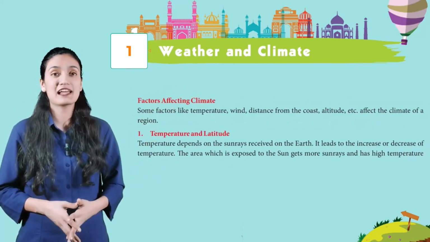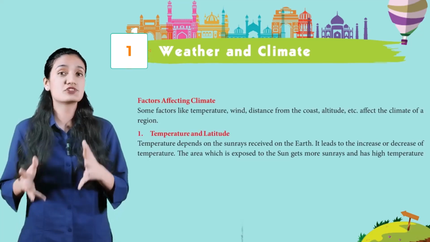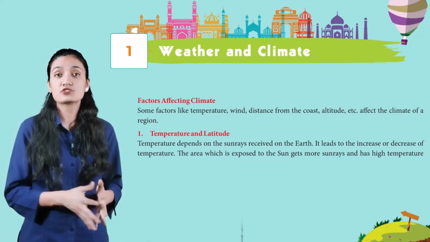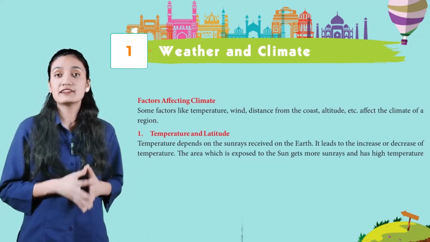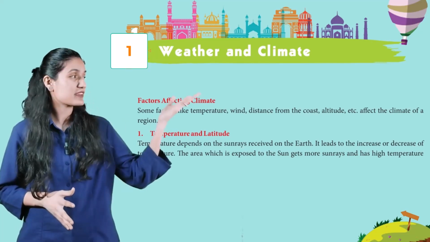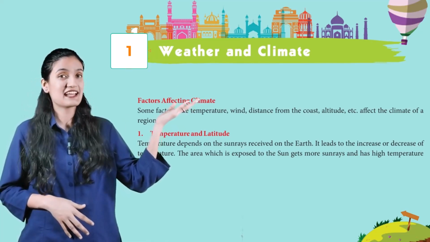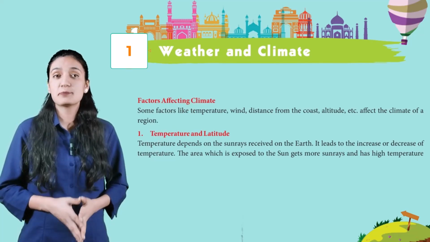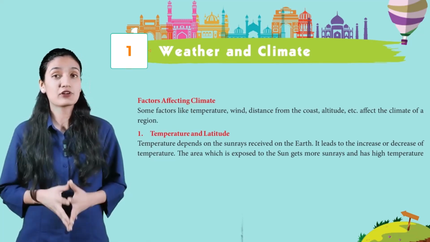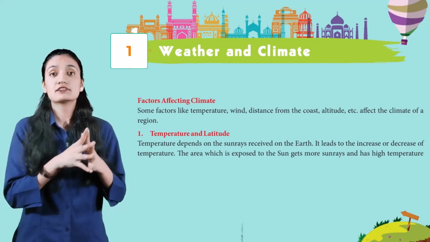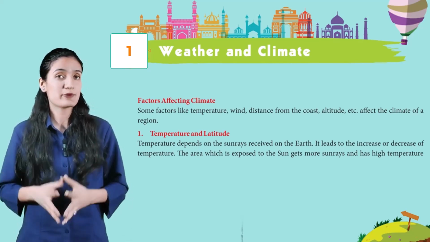Now, factors affecting climate. Some factors like temperature, wind, distance from the coast, altitude, etc. affect the climate of a region. First, temperature and latitude. Temperature depends on the sun rays received on the earth. It leads to the increase or decrease of temperature.